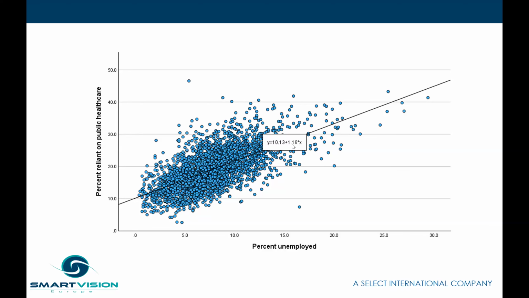Now, it's not going to do that for multiple linear regression because you can't show that as a scatter plot here, because you can't show 5 variables scatter plotted against one variable.